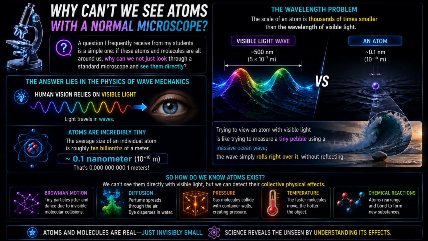Human vision relies on visible light, which travels in waves. The average size of an individual atom is roughly 10 billionths of a meter. This scale is thousands of times smaller than the actual wavelength of the light waves our eyes use to see. Trying to view an atom with visible light is like trying to measure a tiny pebble using a massive ocean wave. The wave simply rolls right over it without reflecting. We must rely on their collective physical effects to confirm their existence.